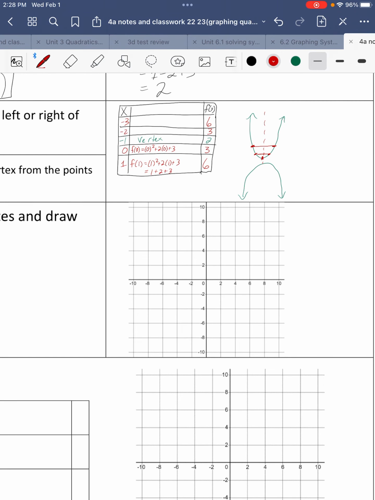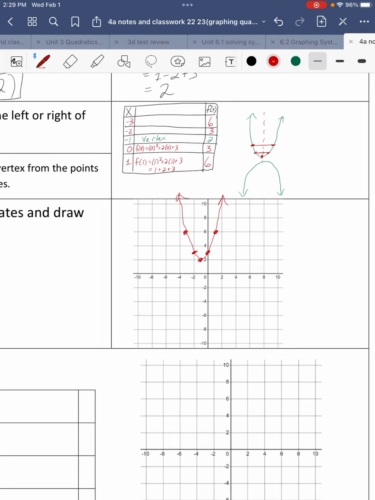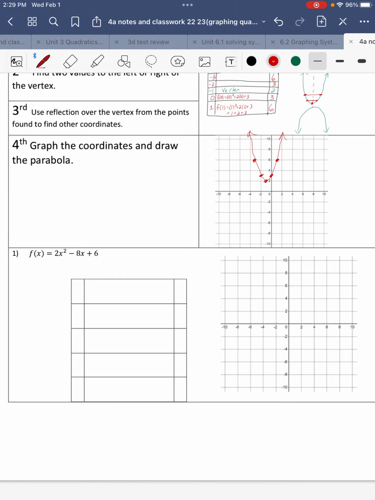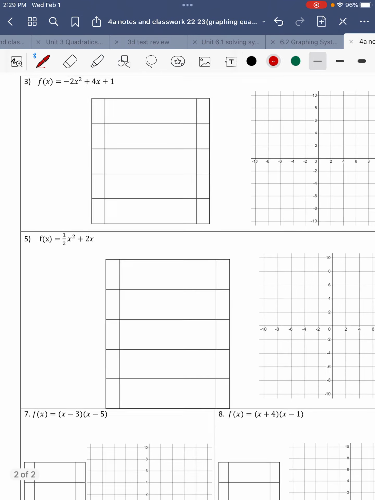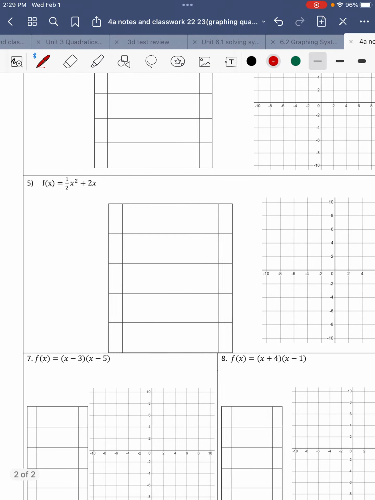So we have negative 1, 2, negative 1, 2. We have 0, 3. We have 1, 6. It does not matter the order you plug these in. We have negative 2, 3, and negative 3, 6. And then we draw a nice quadratic. And that is it. So let's do number 5.